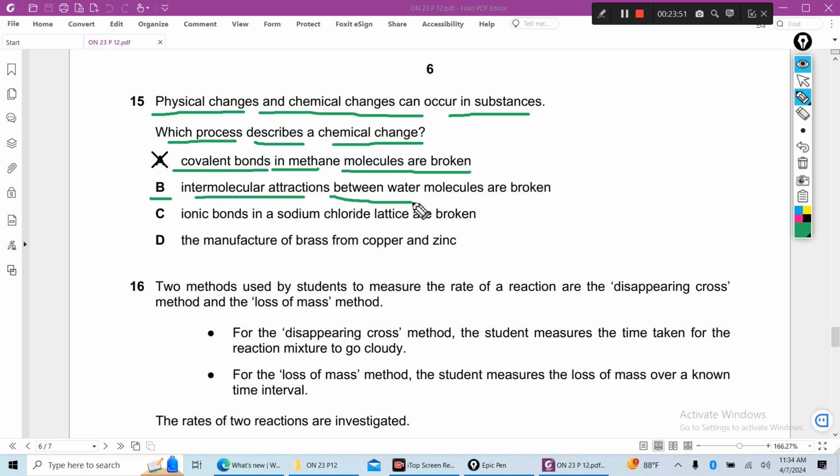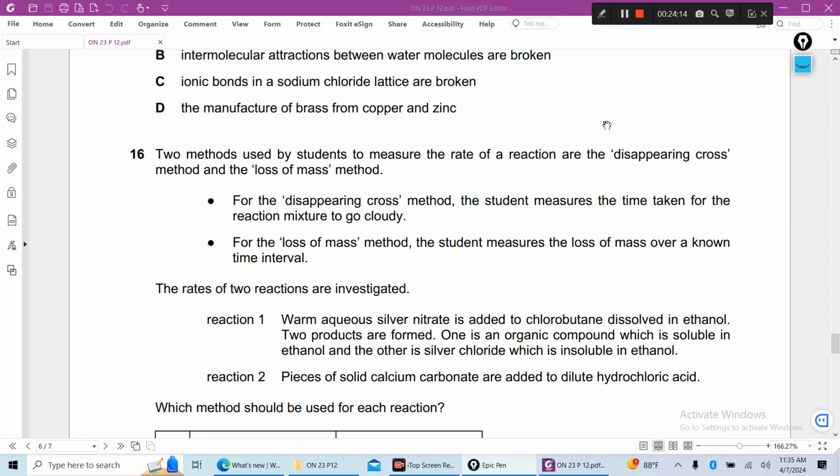Intermolecular attraction between water molecules is broken. No, this is a physical change. Ionic bonds in the sodium chloride lattice are broken. No, it is just dissolving, a physical change. The manufacture of brass from copper and zinc: no chemical reaction happens, this is a physical change. Then 16.